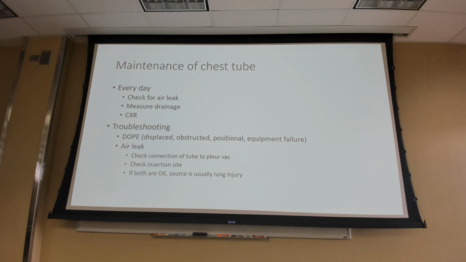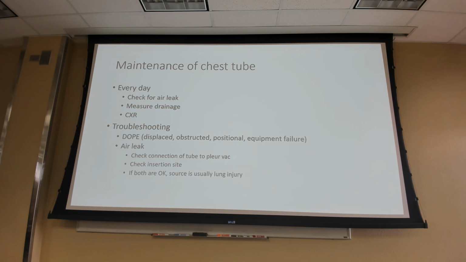And then, have you guys ever heard of the DOPE mnemonic for troubleshooting? These are the four most common reasons that may cause some sort of complication with that tube. So we typically use the DOPE mnemonic. We start with, is it displaced? We want to check that there's no traction on it and those fenestrations haven't been pulled out of the pleural cavity, so we want to run the length of our tube.